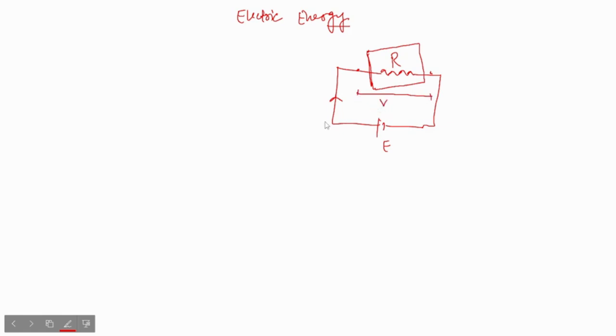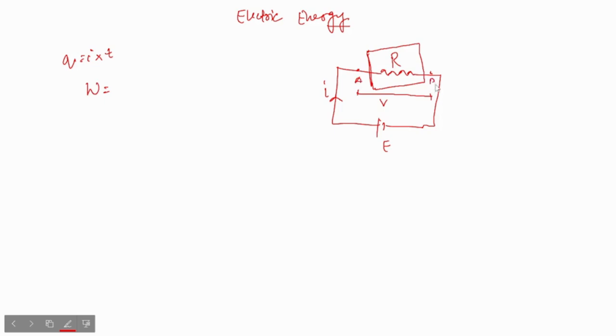Now, let's say current I flows through the circuit for time t. Then, what will be the charge flown from A to B in that time interval? It will be Q is equal to I into t. Right. And the work done by the battery, that is the electrical energy supplied by the battery in carrying a charge Q from A to B, will be W is equal to that.